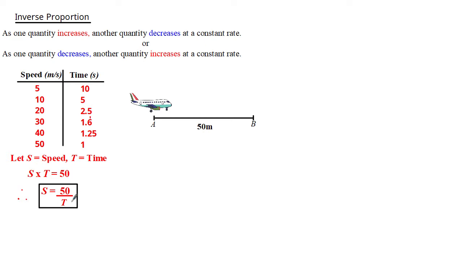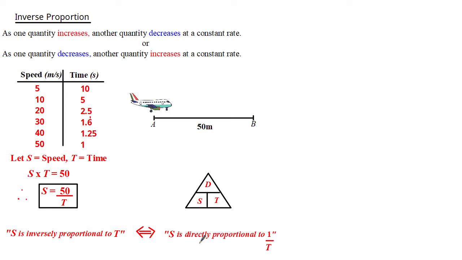Okay? Now looking at this formula, some of you will have recognized that this is the formula which relates the variables speed, distance and time, where speed is equal to distance divided by time, where in this case, distance is a fixed constant. Now if we're told that S is inversely proportional to T, this is an equivalent statement to saying that S is directly proportional to 1 over T.